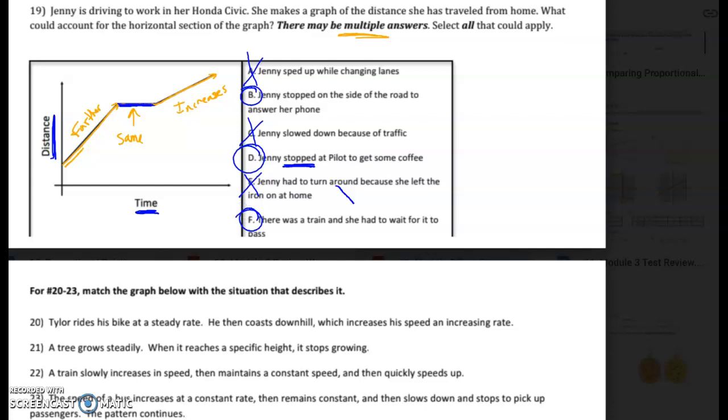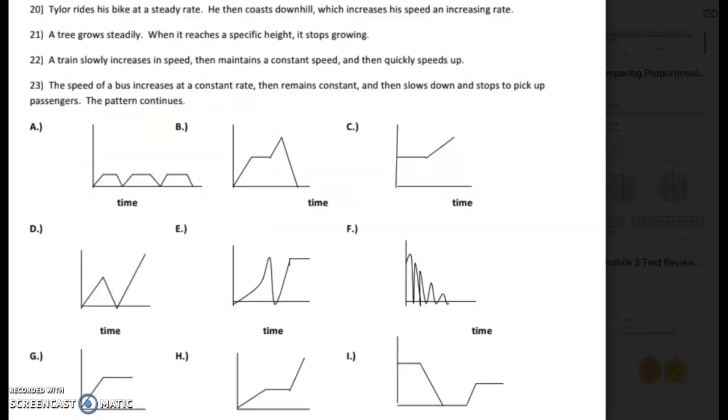she is stopped. So we're looking at these graphs, and we need to match the graph below with the situation that it describes. So we need to be thinking carefully about our graphs. Now there's 9 graphs, but there's only 4 situations. On each of the graphs, we know that the horizontal axis is time. It does not label the vertical axis, so we're going to have to think about what those would be.